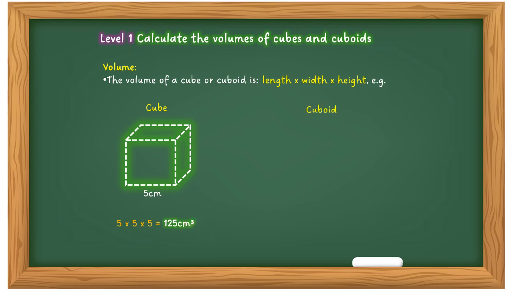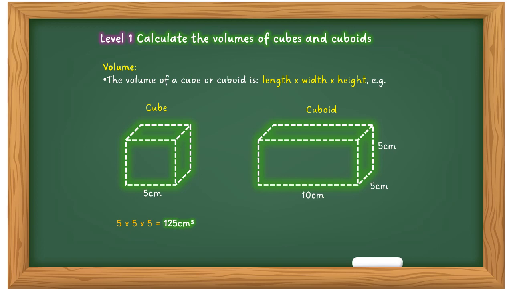Again, same for a cuboid. Length times width times height. You're just extending out that one for area because you're working now in 3 dimensions. So it's 10 times 5 times 5, and you can see that's 250 centimeters cubed. So fairly straightforward with anything with a straight edge. Your starting point is length times width.